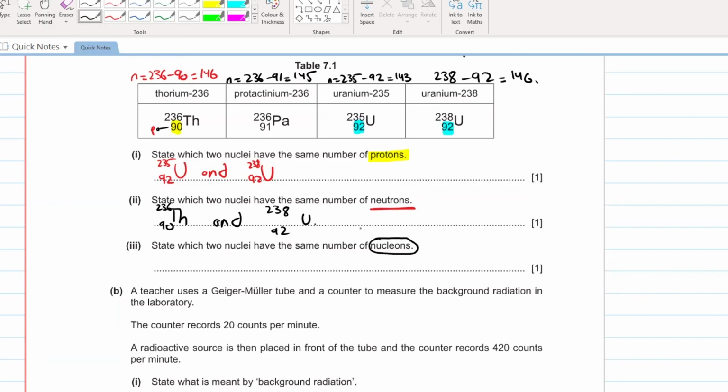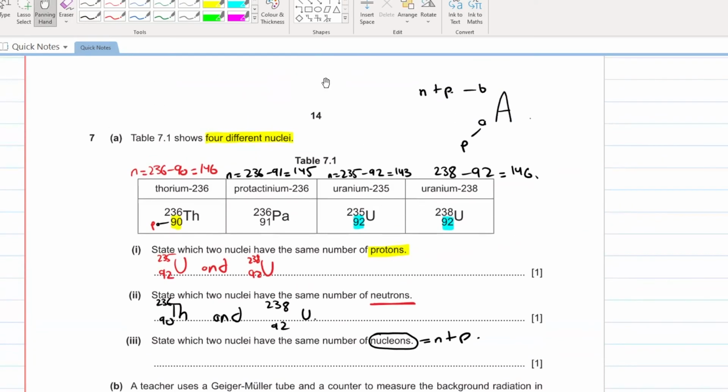State which two nuclei have the same number of nucleons. Now, what does the examiner want to refer to by the term nucleons? Nucleons is a collective name for neutrons and protons. So, where is neutrons plus protons written? Neutrons plus protons is written at the top of the element.